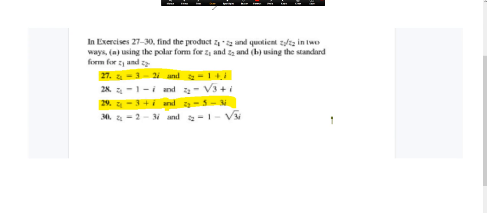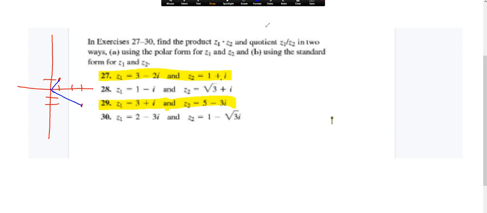So 3 minus 2i. So we'll do question 27 here. 3 minus 2i. That's like down here. And 1 plus i. That's like up here. Yeah. I wanted to make sure you guys drew pictures, because that's how we end up thinking through what's going on.